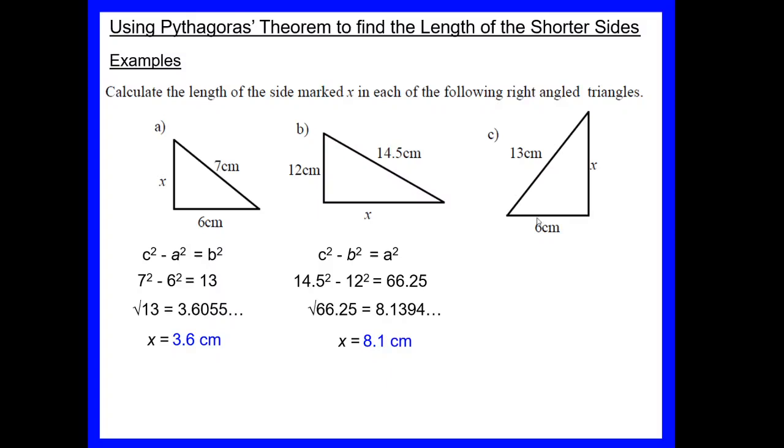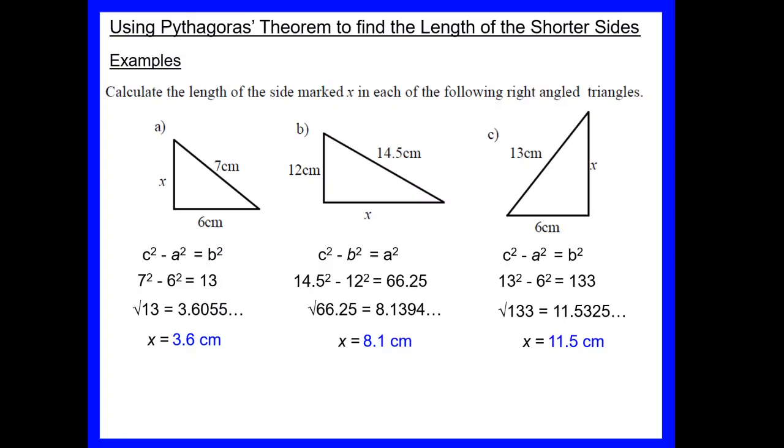Okay, the last one then. So again, we've got c and we've got a this time. I'm going to call this one b. Again, it really doesn't matter which one you've called a and b. It makes no difference to the short sides. So we're going to do 13 squared minus 6 squared, which is 133. We're then going to square root to find just b, which is 11.5325, etc. And we're going to round it to 1 decimal place, which means x is 11.5 centimeters.